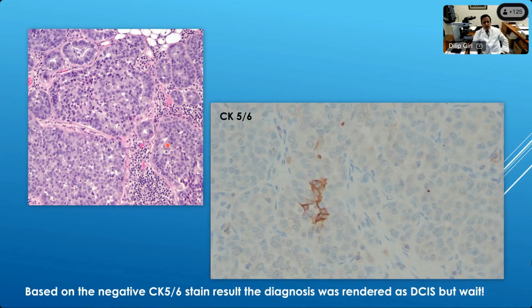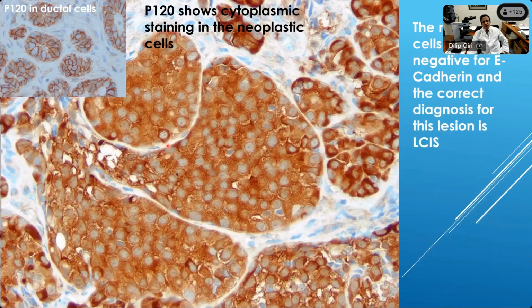And for that, you had to order not CK5-6, but the appropriate stain, like E-cadherin and P120. And as you can see here, our lesional cells are showing cytoplasmic staining with P120. In this case, although I'm not showing you the slide here, there was absence of staining with E-cadherin. So that allowed me to make the accurate diagnosis of LCIS in this case.